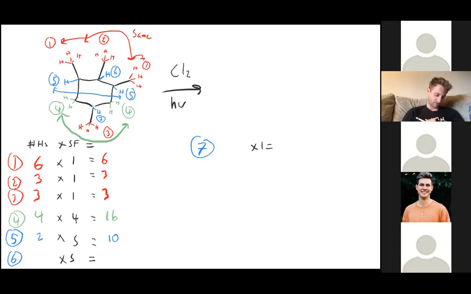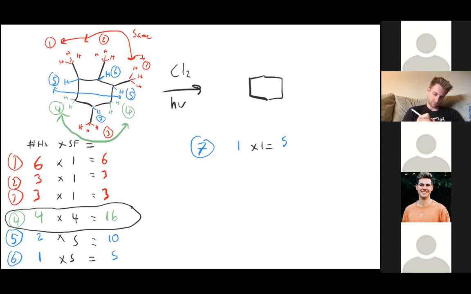And then 6 and 7 should just be by themselves. Each one will have a selectivity factor of 5. So with that in mind, 16 is going to be our largest number, which means that's going to be our major product. So for this, we should get chlorination at this secondary position, which would be position 4 on our molecule here.